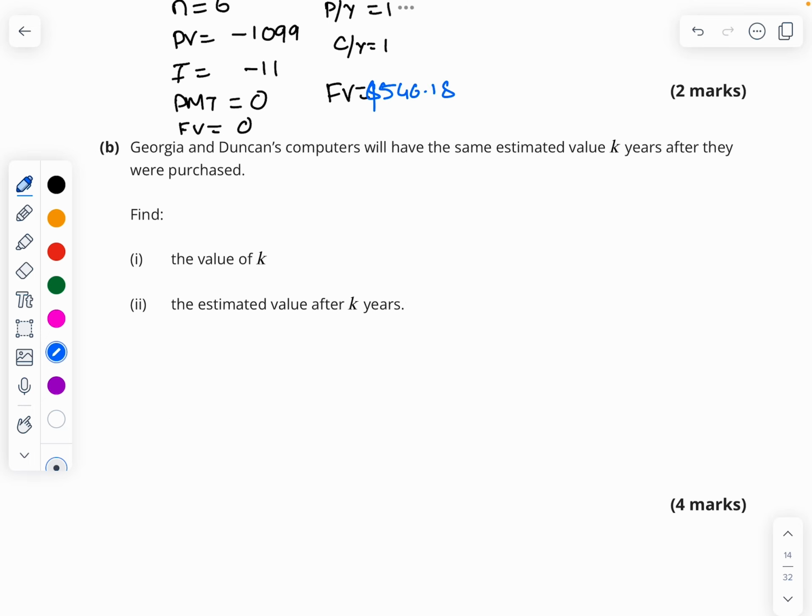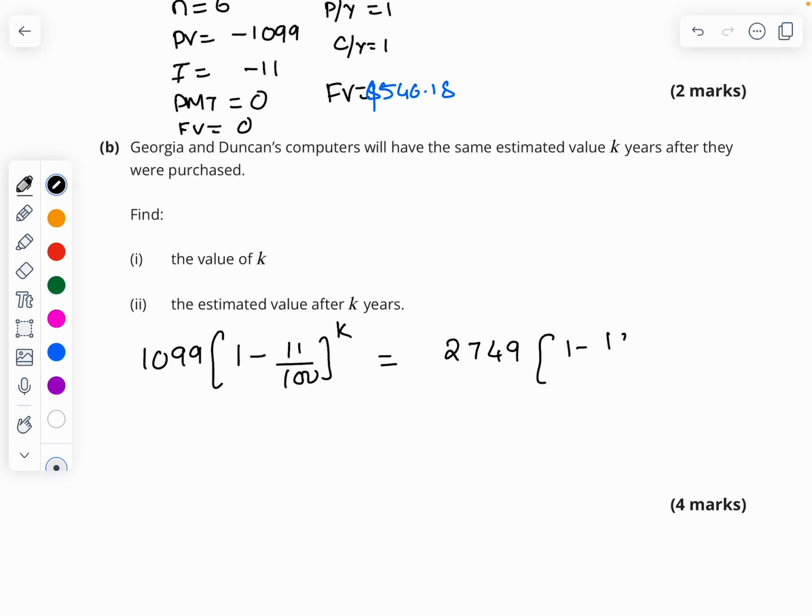Georgia and Duncan's computer will have the same estimated value k years after they were purchased. Find the value of k. So for Georgia, it should be 1099 times (1 minus 11/100) to the power of k. Should be having the same value as the gaming one, 2749 times (1 minus 18/100) to the power of k.